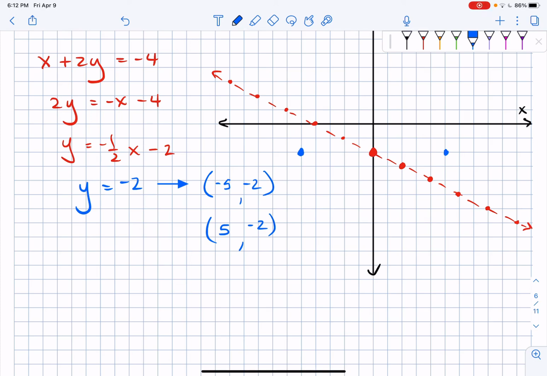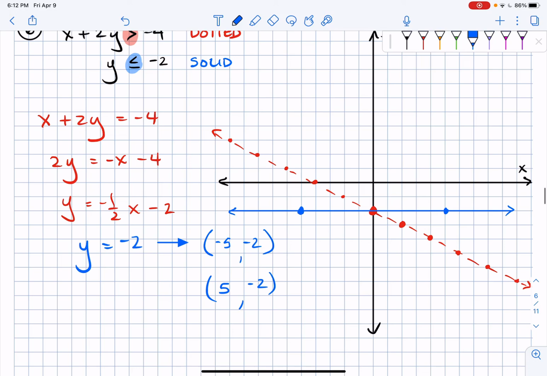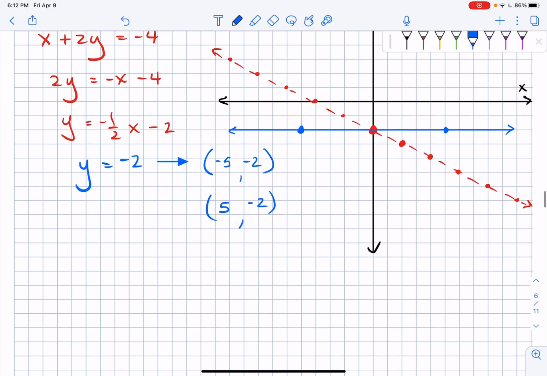And if I connect those two dots and create a line, it's going to be a horizontal line. And what I know here is that if it's going to be less than, it's going to be everything below. Okay? Everybody see that?